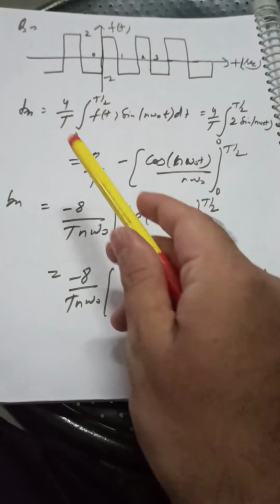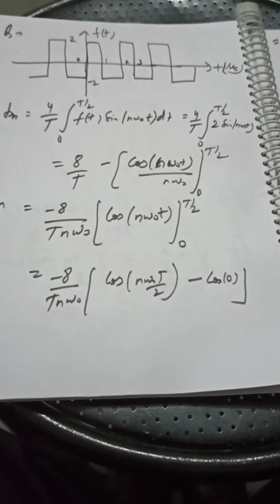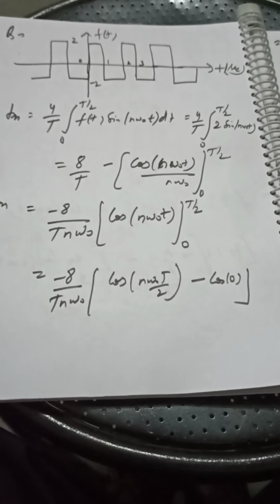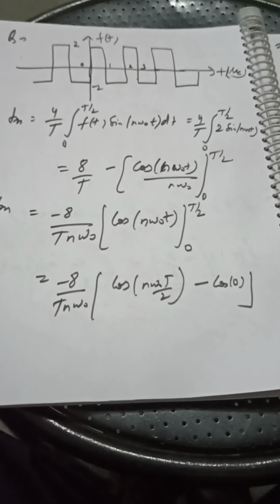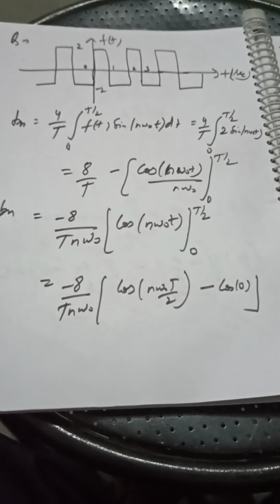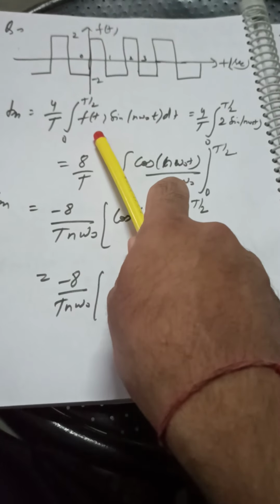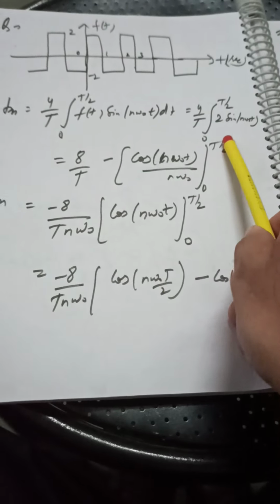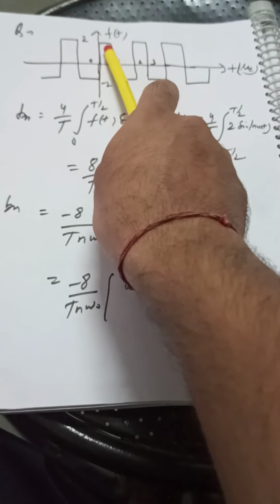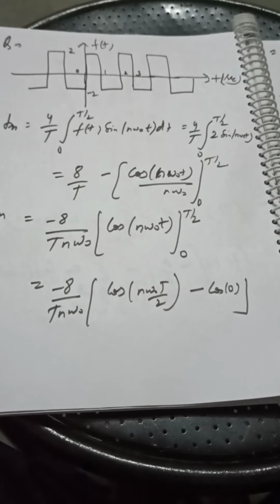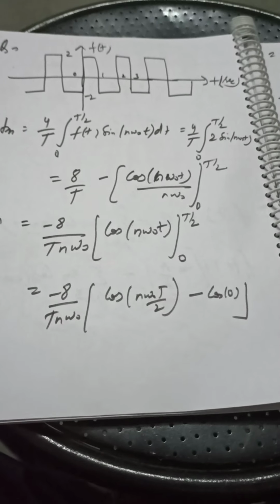Now we are coming to Bn. Bn is nothing but 4 by T, integration from 0 to T by 2 of f of t sine of n omega naught t dt. I think this is quite easy to understand. It is 4 by T, 0 to T by 2 f of t. Now this can be easily reduced, because from 0 to T by 2 the value is 2. You can see that the value is 2. So it is quite easy to understand. It is sine of n omega naught t.